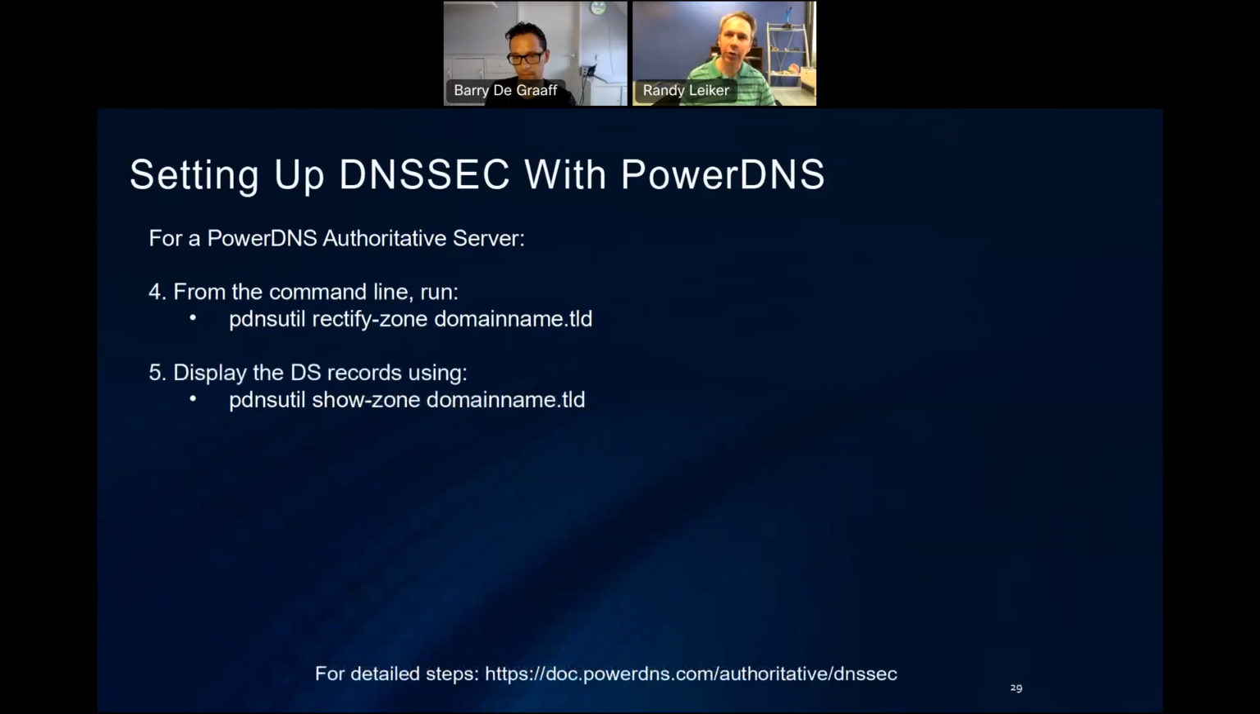So to finish, we're going to run the pdnsutil rectify-zone command again, and we're going to substitute, of course, your domain name as shown in step 4 there. Then we're going to display the DS delegation signer records. We're going to basically use the pdnsutil show-zone command, again substituting your domain name in place of the domain name.tld text you see.